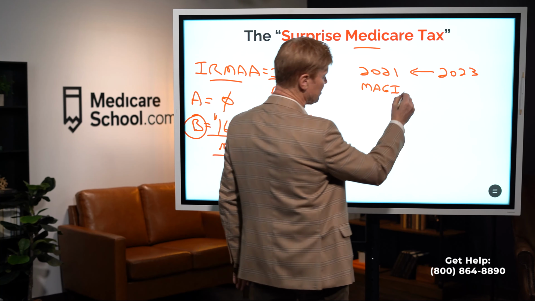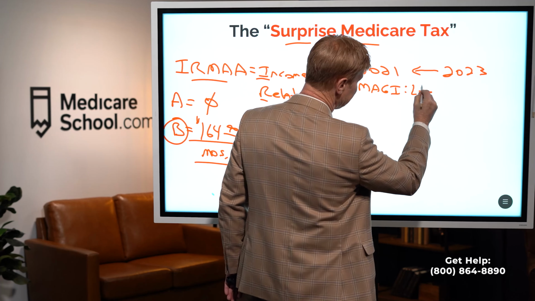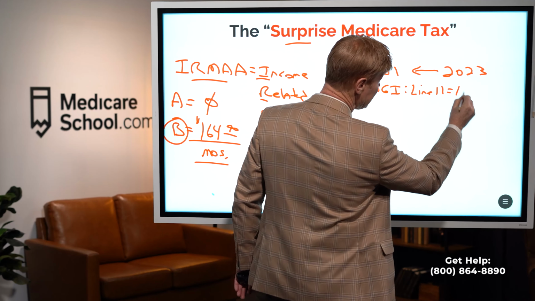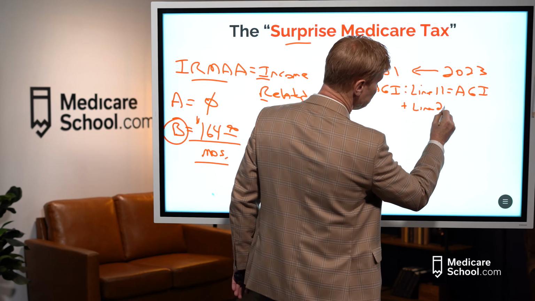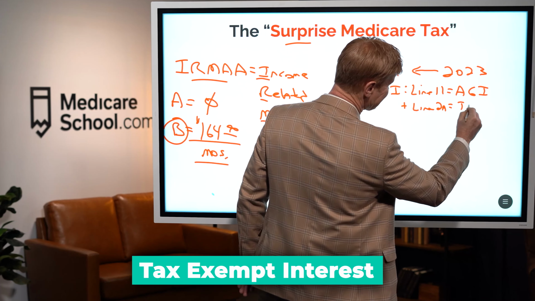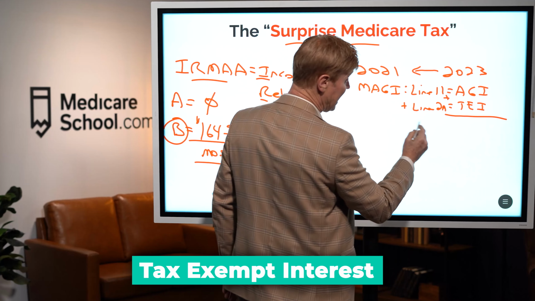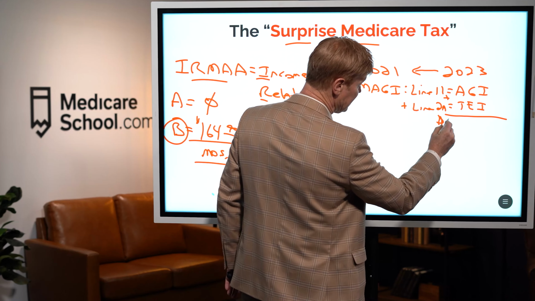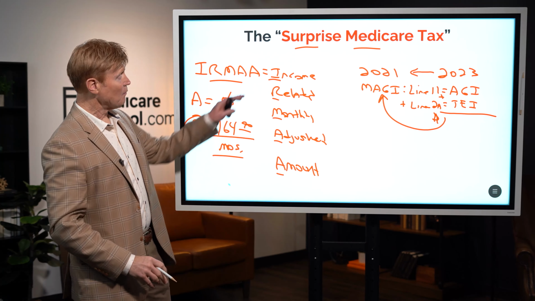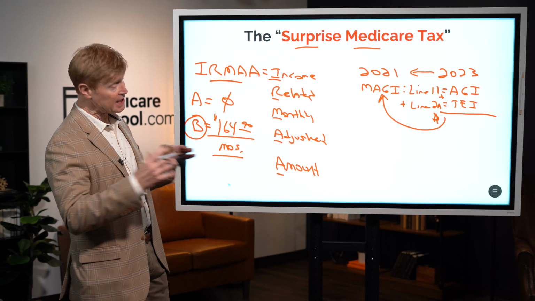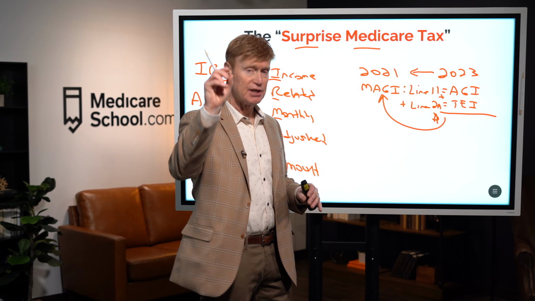Now, the modified adjusted gross income, real simple calculation for Medicare purposes. It is line 11, which is your AGI, adjusted gross income, plus line 2A, which is tax exempt interest. And so they add those two numbers together, and that becomes your modified adjusted gross income. So here's the way it works. We could have an adjustment to our Part B as well as to our drug plan if this modified adjusted gross income is above a certain threshold.